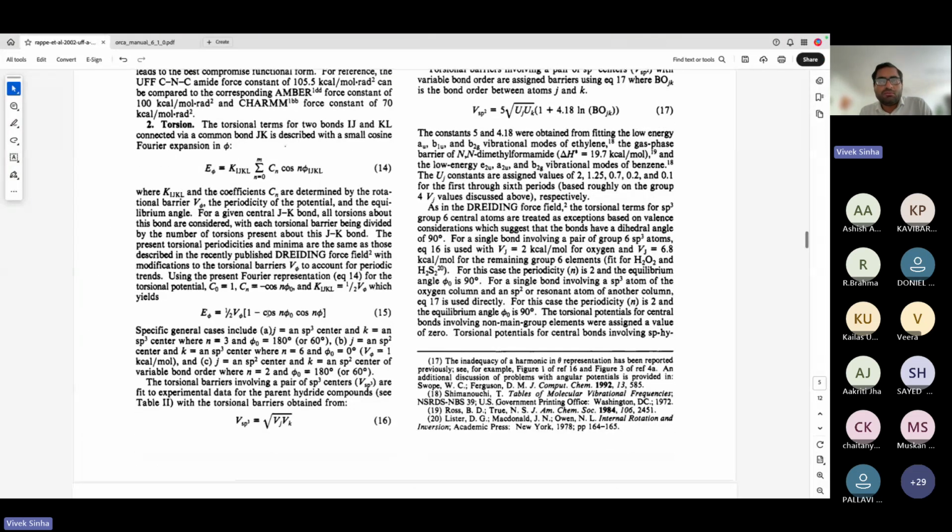So I showed you some idea of how optimization works. How do we encode potentials? What kind of different potentials do we have? How does torsion work?